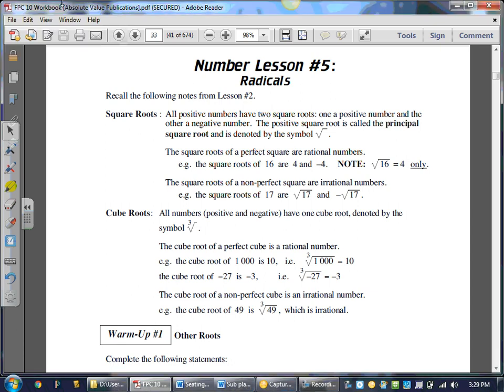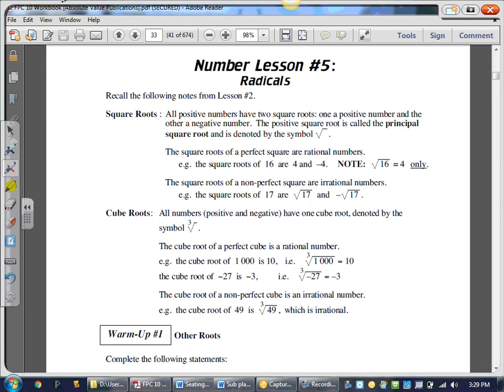Okay, lesson number 5, radicals. So we have had some of these ideas and concepts. I explained them to you on Friday last week. So the first one is the square roots, and this is what's important, that the positive square root is called the principal square root, and it's denoted by that symbol.